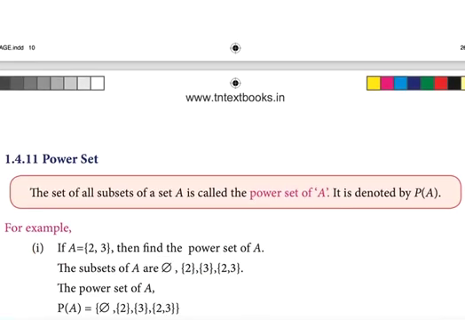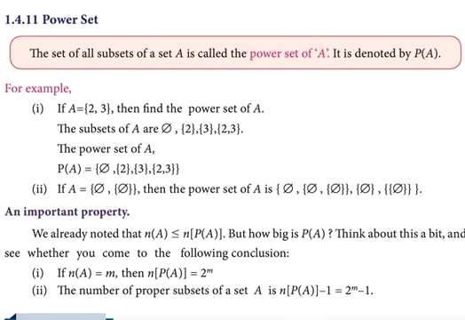Power set. The set of all subsets of set A is called the power set of A. It is denoted by P of A. If A is equal to {2, 3}, then find the power set of A. The subsets, all subsets you already know: phi, {2}, {3}, {2, 3}. This is the power set. What is the power set of A? The power set of A consists of all these subsets. If A is this, then the power set of A will be all the subsets.